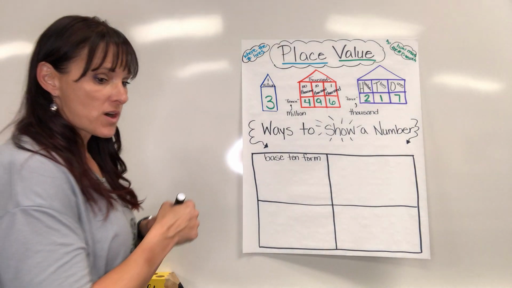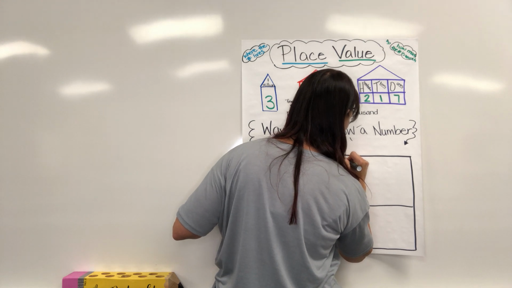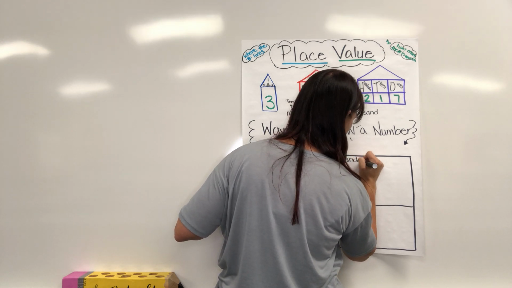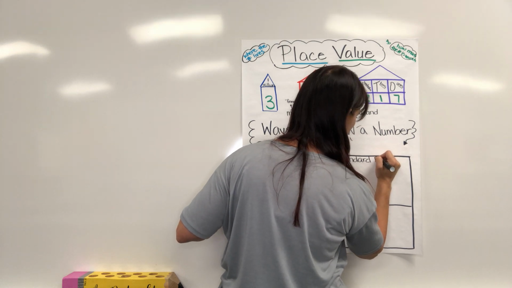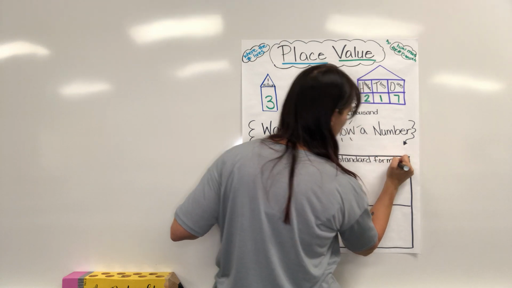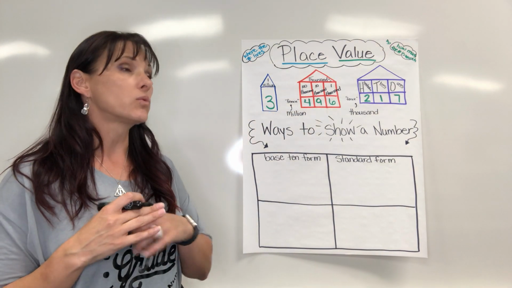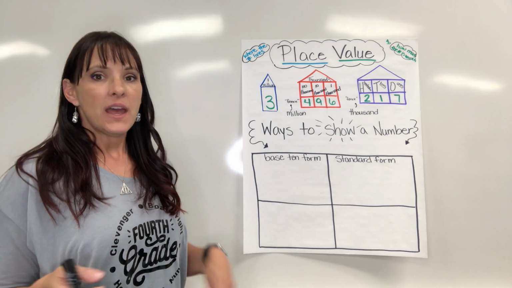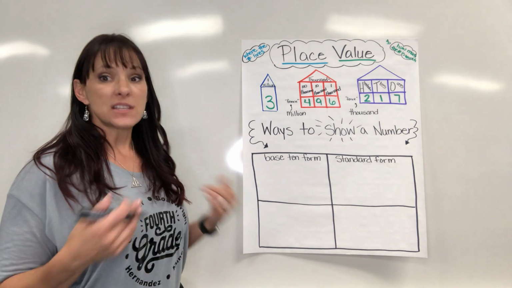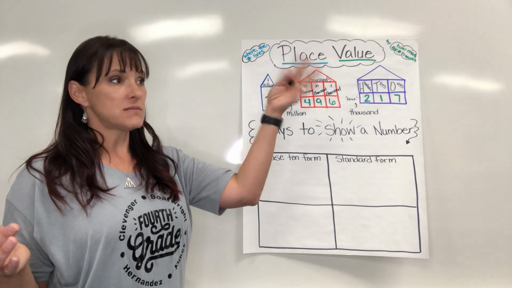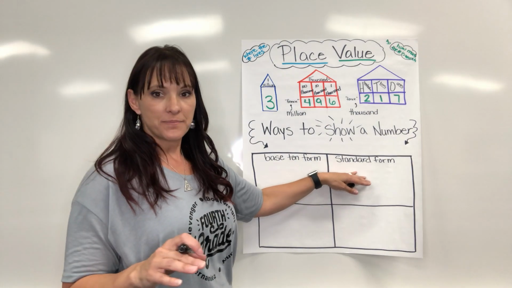The next form we have is standard form. And this is the form in which you see numbers regularly. Everywhere you go and you see numbers on signs, you see them in the grocery stores, you see them in your math book, you see them in standard form, okay?